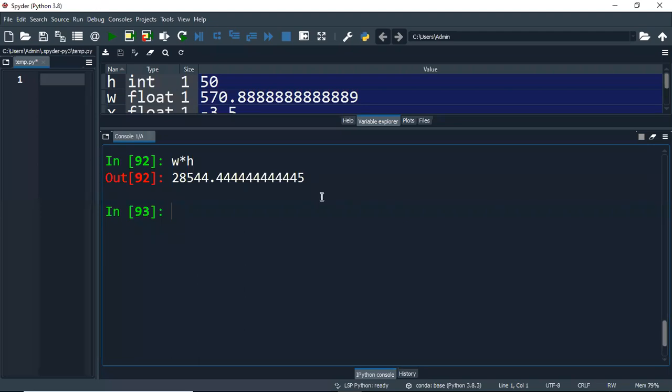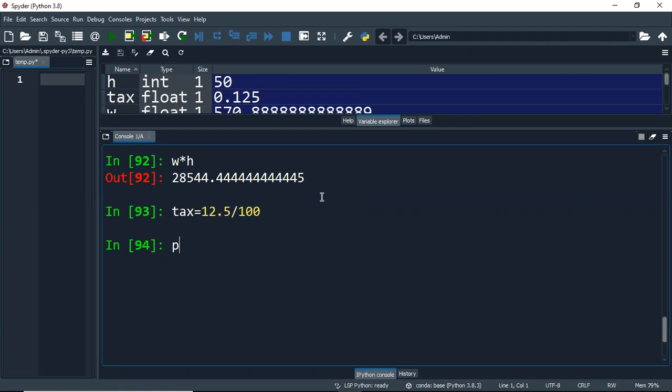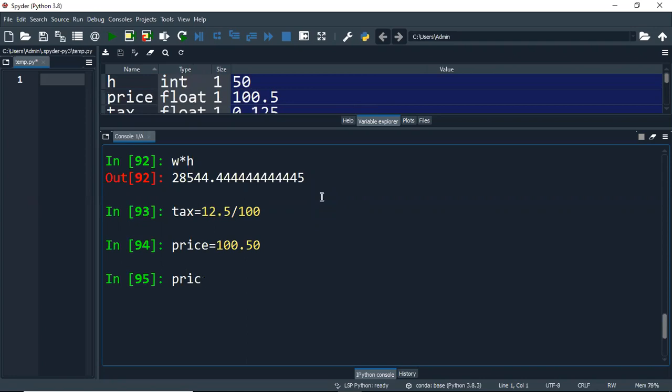In case you want to perform some tax calculation, guys, then I just use the formula: tax equal to 12.5 divided by 100. Then assume the value of price is 100.50. Now you directly use the expression price multiplied by tax. That's it, as simple as that, guys. So this is how you can very well use arithmetic expressions.